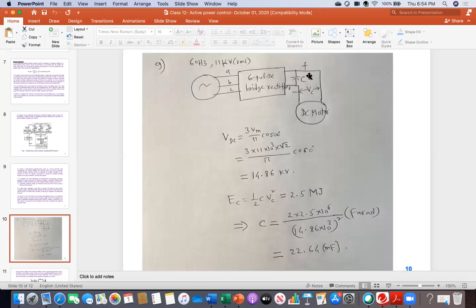And then what is the energy storage equation across a capacitor? That is half C Vc square, where Vc is the capacitor voltage. That is 2.5 megajoule, which is given. And then from there you calculate C. You multiply by 2 here and then divide by Vc square. This gives farad, just I expressed it in millifarad, 22.64 millifarad, or as Manoj said, 0.0264 farad.